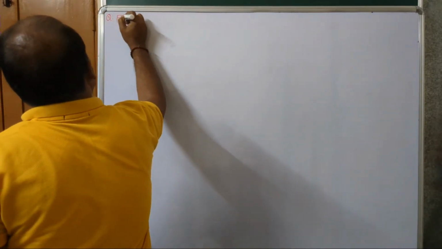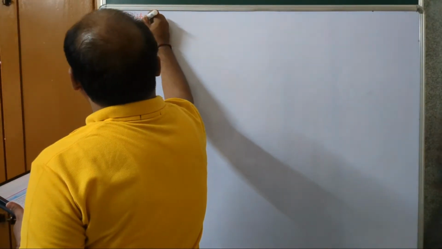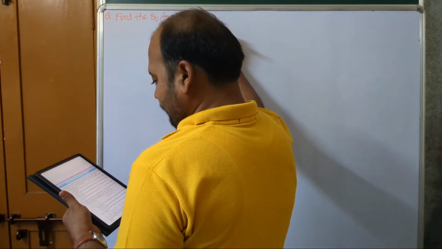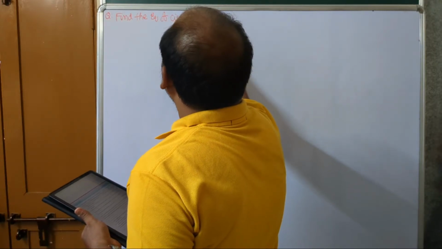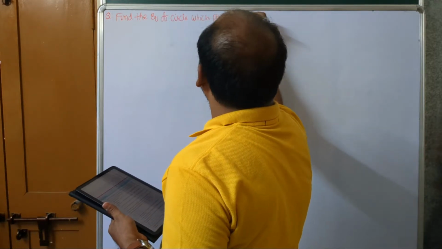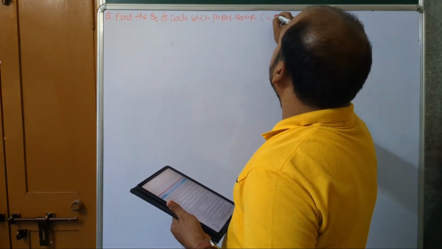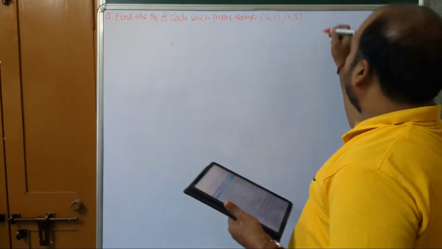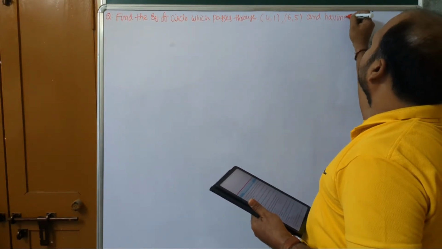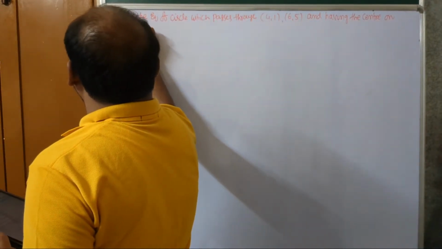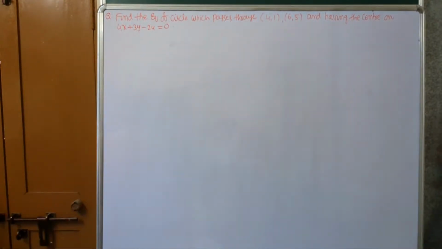Find the equation. Even this question also sometimes comes for 4 or 7 marks. Find the equation of a circle which passes through 4, 1 and 6, 5 and having the center on 4x plus 3y minus 24 equal to 0.